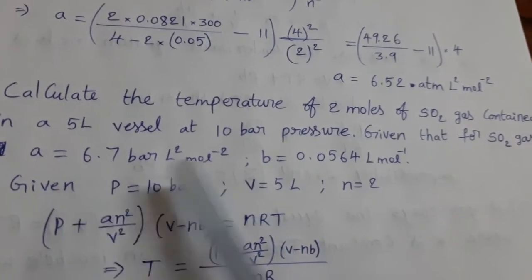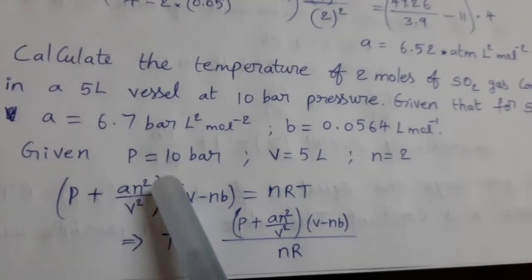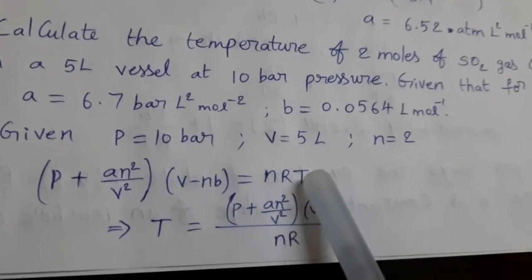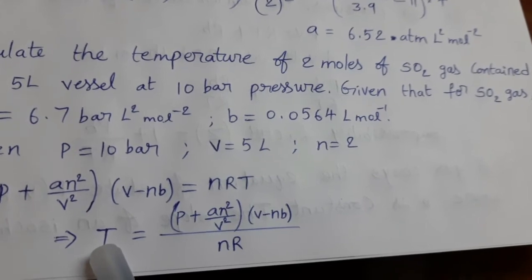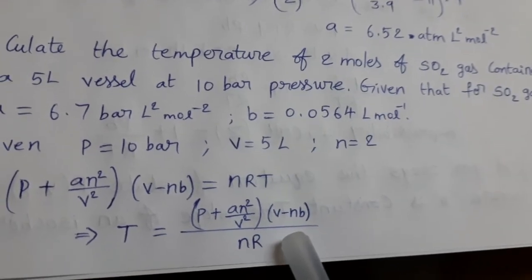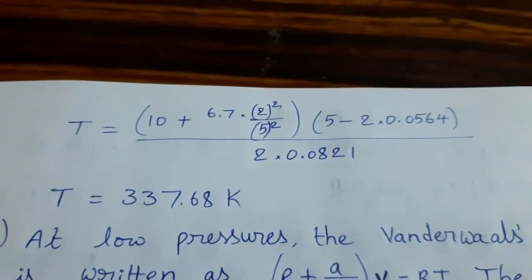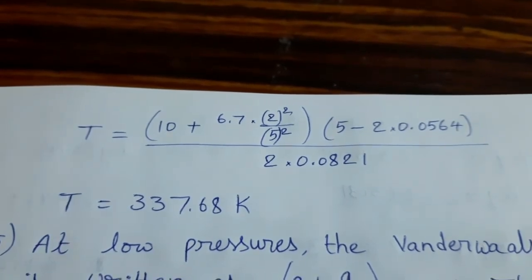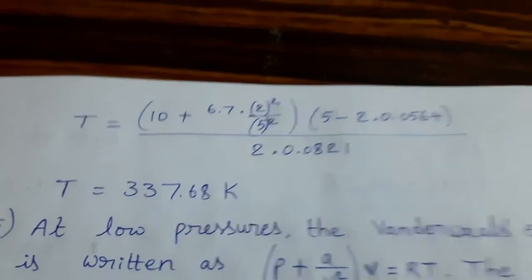This is a value, b value, van der Waals equation of state, P plus a n squared by V square into V minus nb, that equal to nRT. From this temperature we should calculate, write temperature on one side, remaining terms on the other side. Substitute the values. After calculation we can get temperature T equal to 337.68 Kelvin. Okay, do the calculation carefully.